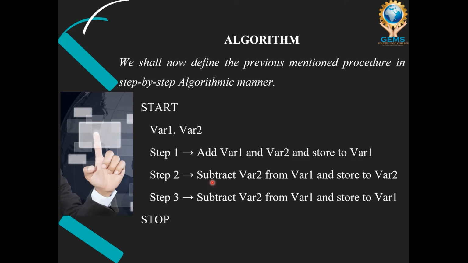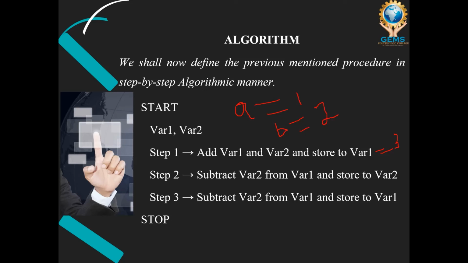The second step says that now we subtract variable 2 from variable 1. Now what value does variable 1 have? Variable 1 now has 3. See? So variable 2, what is variable 2? Because A equal to, I put 1, B equal to, it was 2.